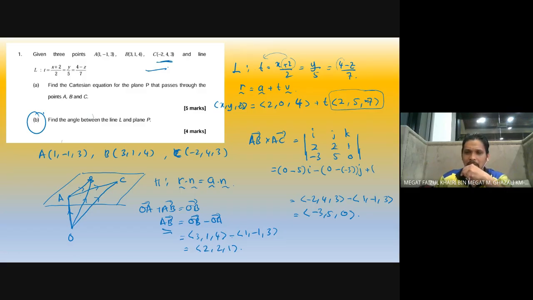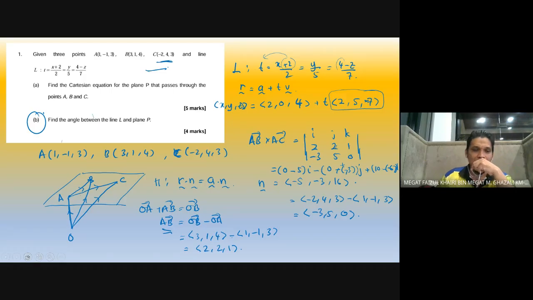Plus with k, we hide the element of k, then we got 2 times 5 equal to 10, minus 2 times negative 3 equal to negative 6k. So then 0 minus 5 equal to negative 5, negative 5i. Negative times negative become positive, 0 plus 3 equal to 3, so negative 5i minus 3j, and 10 minus negative 6, 10 plus 6 equal to 16. Okay, so this is the normal of the plane.